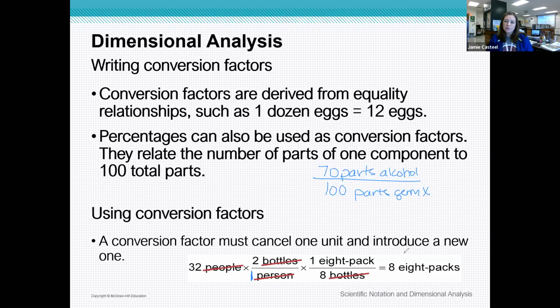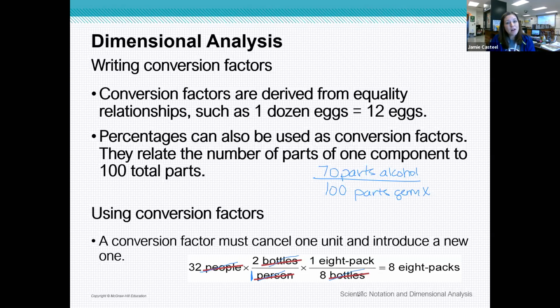Some of you are going, that's way too hard. If they're all going to have 2, then 32 times 2 is 64. That means I need 8 of them. You're doing the same thing that I just said, but I'm writing it out. Notice 32 people, and then it's 2 bottles per person. So per is a dividing line. And there is 1 8-pack per 8 bottles, or 8 bottles per 8-pack. So we use a little conversion factor. We use that ratio. Notice people on top, person on bottom, bottles on top, bottles on bottom.